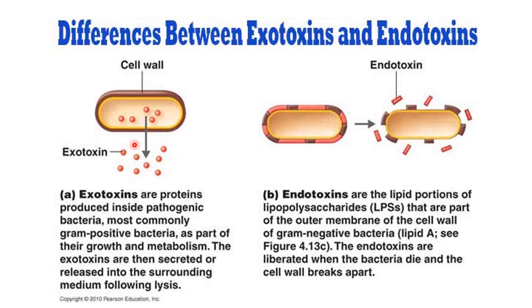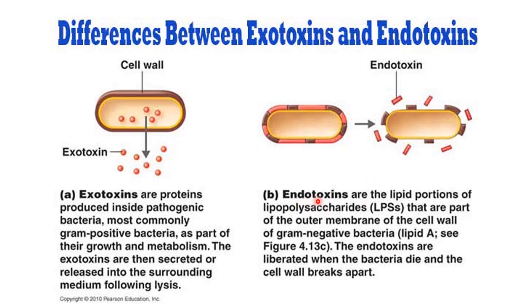Now, first, the exotoxins. Through the word exo, you can remember that it is something out of the cell. These are proteins produced inside the cell during the growth and metabolism of bacteria, most commonly gram-positive bacteria. These proteins are secreted out, or they are released into the surrounding medium of the cell following cell lysis. This is exotoxin.